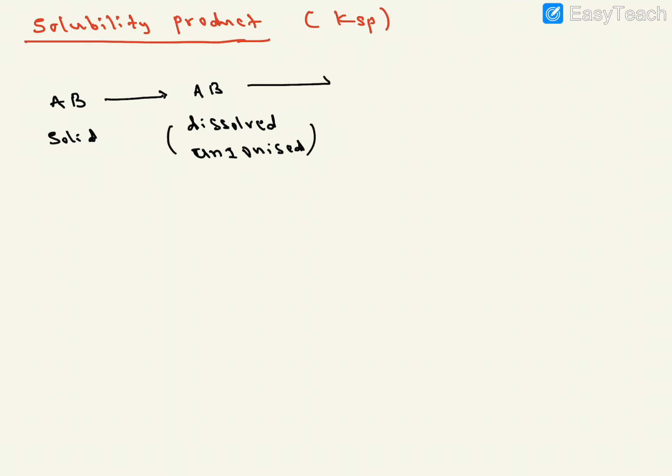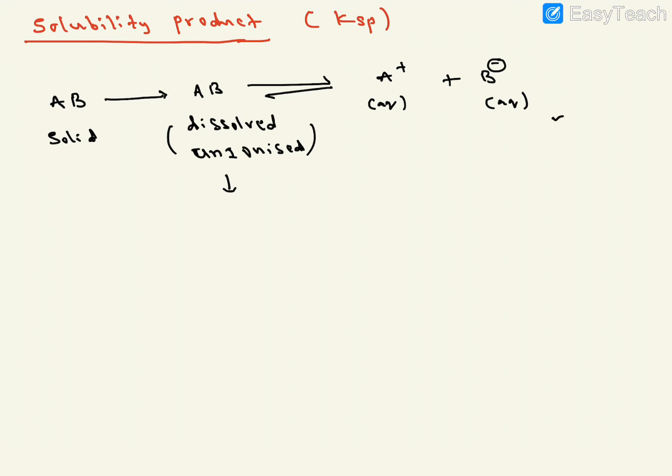Then after it ionizes, it gives A plus ions and B minus ions present in aqueous form. Still some amount is undissociated, and some percentage has dissociated. How much dissociation is taking place is calculated by using solubility product. I hope it is clear why we want to learn solubility product: to know how much percentage of a given salt is soluble.